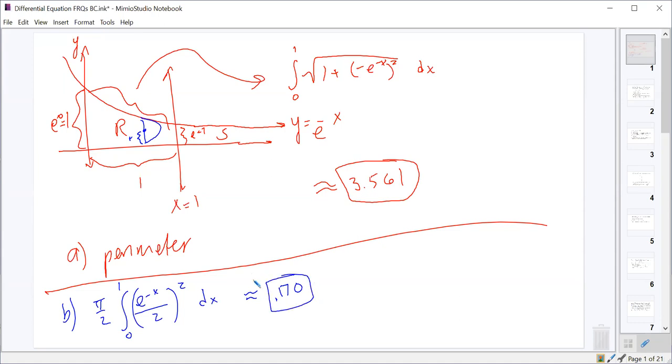And obviously, if you had not had a calculator for some reason, you could have done that integral without a calculator and gotten some answer also, but I think everybody left it in decimal form. Good or no? Any questions there on part B?